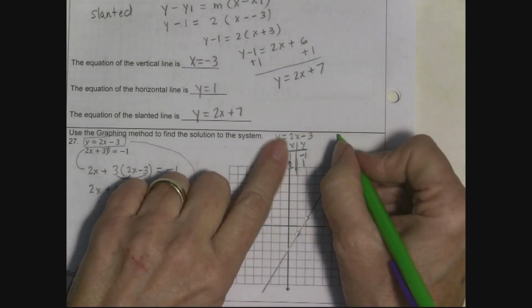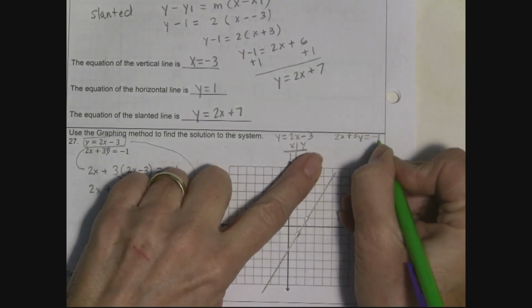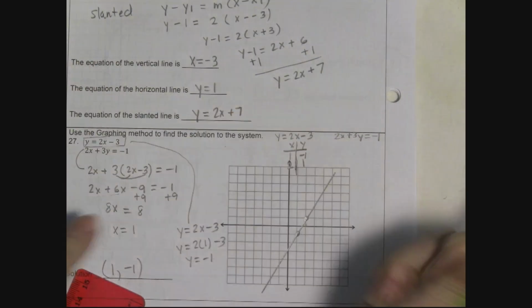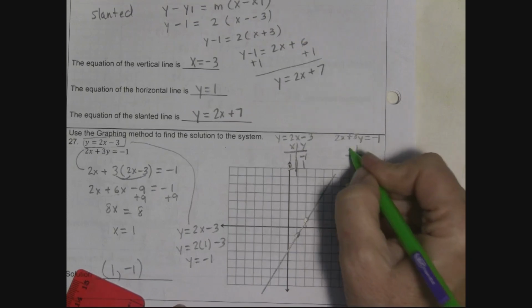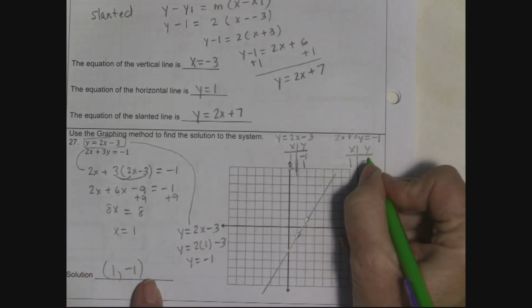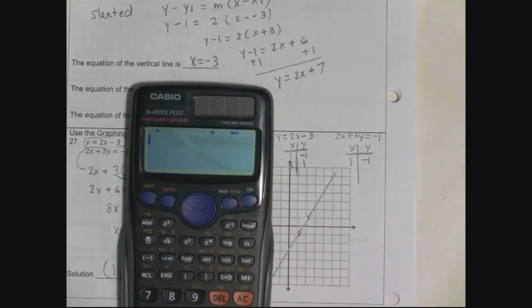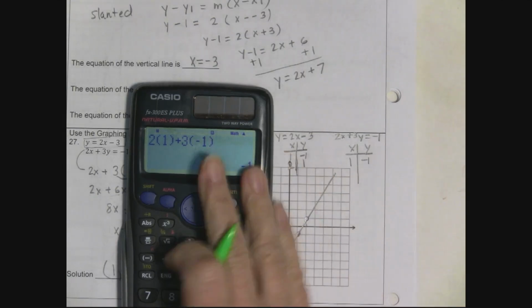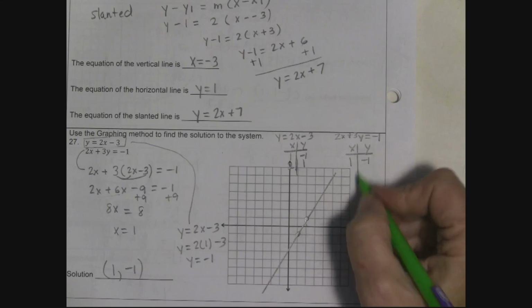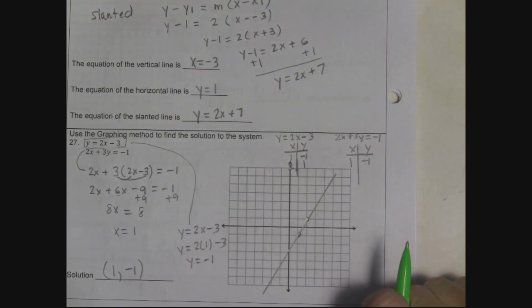And then I have to graph the other line, which was 2x plus 3y equals negative 1. So I'm going to go and graph that line. Now I know that 1, negative 1 was the solution, so it should be on the line. And I'm going to make sure that it is. So when I put in 1 for x and negative 1 for y, I get negative 1, and sure enough. And then I think if I put in 0, I get nasty numbers. It doesn't come out nice.